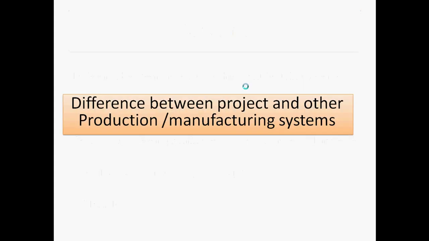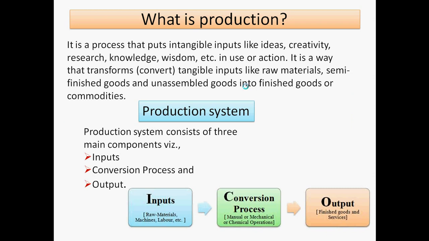Now we are going to discuss the difference between the project and other production and manufacturing systems. First, we discuss production. What is meant by production actually? It is a process that can produce a new component in different ways, using different conversion processes. The input can be raw materials, semi-finished products, or unassembled products, and we convert them into new finished products. That is why we require a conversion process, and that whole system is called production.